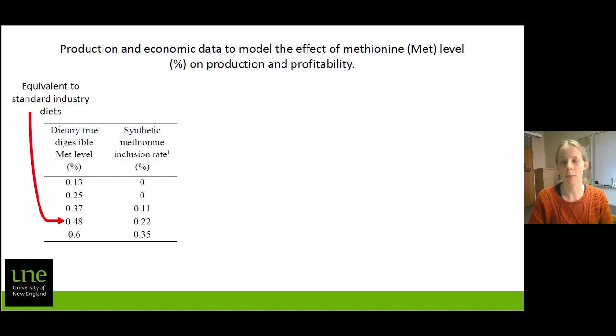Okay, so to simulate the performance of these birds at 5 different dietary methionine levels that you see on the screen, we sourced data from a paper, Bregendal et al. 2008. We use this paper because they report performance and egg production from layers offered diets ranging in true digestible methionine from 0.13% through to 0.6%. And the standard level in an industry diet is going to be represented by the 0.48% level. That's the level that would be formulated under a least cost feed formulation.